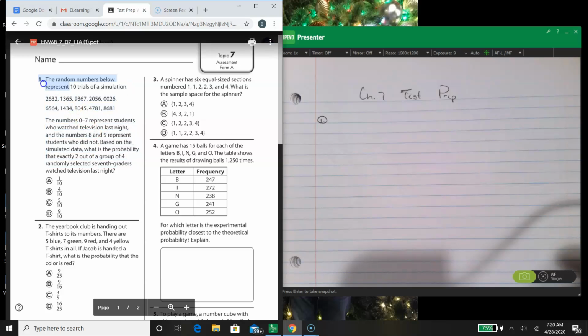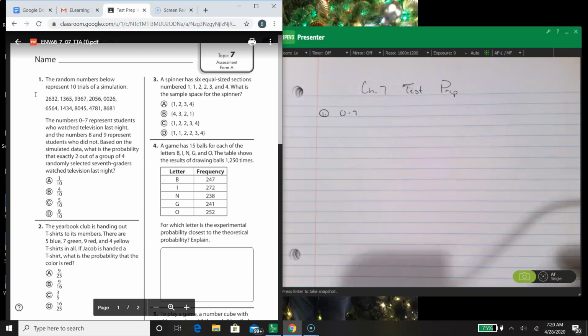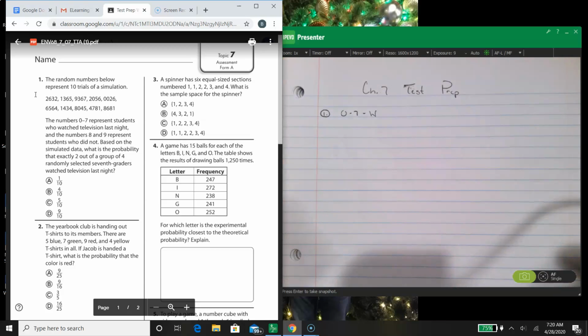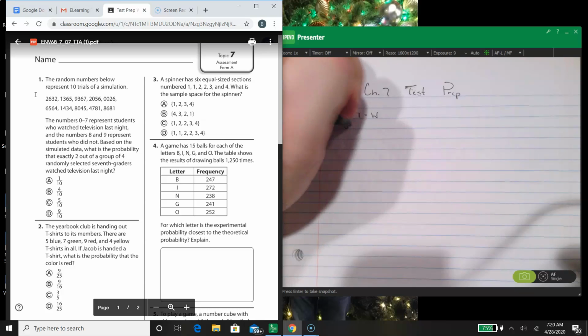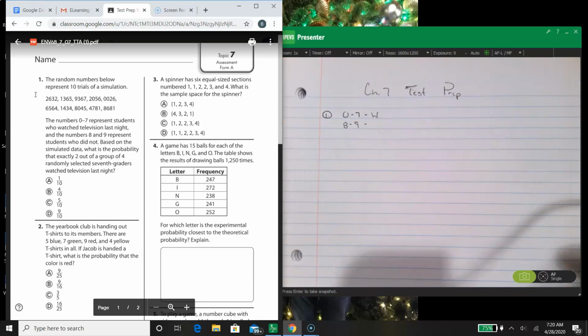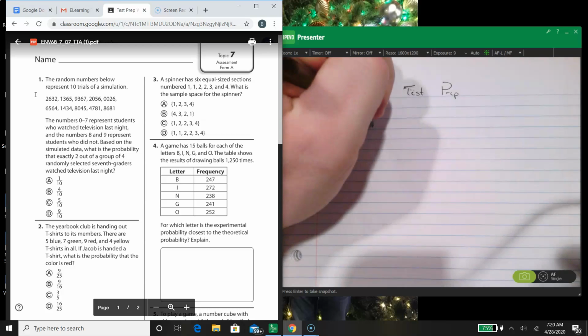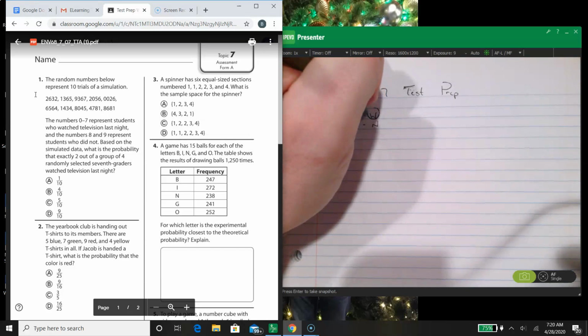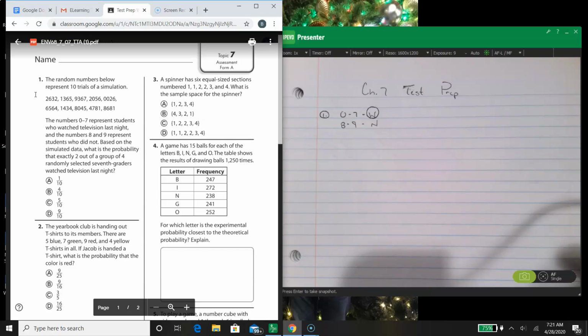So let's simplify this a little bit for us. 0 through 7, I'll label that with a W. Those watch television. Then I'm also going to label 8 through 9 as a did not, so I'll put that as an N. They did not watch television. So in this scenario, I'm wanting exactly 2 out of 4. So I'm wanting exactly 2 W's, which would mean I'd have to have exactly 2 N's as well.